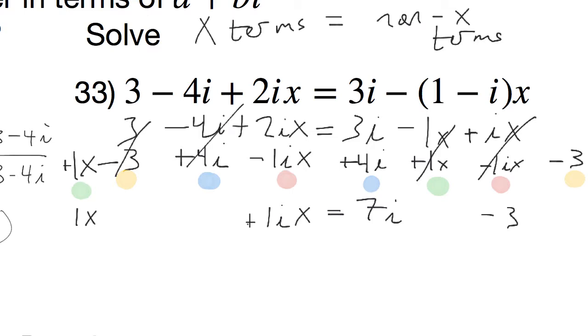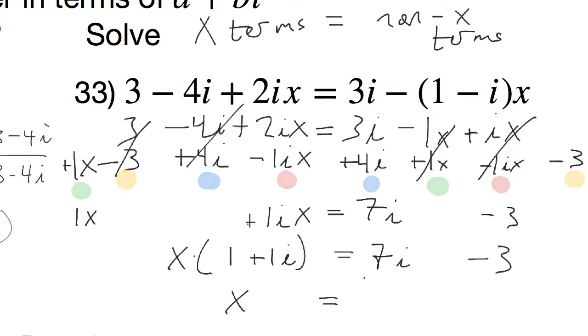Then, as the next step, you can factor out the x. x times 1 plus 1i is equal to 7i minus 3. Dividing both sides by 1 plus 1i, you get x is equal to 7i minus 3 over 1 plus 1i. Now that would be the answer for x, except we can simplify it. We can simplify it by multiplying by the conjugate.